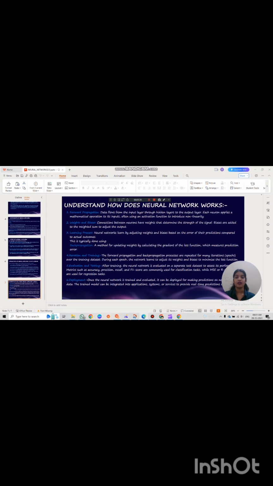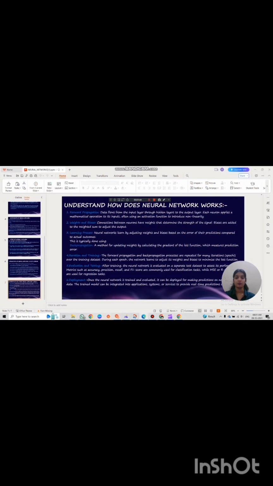Number 5. Evaluation and testing. After training, the neural network is evaluated on a separate test dataset to assess its performance. Metrics such as accuracy, precision, recall, and F1 score are commonly used for classification tasks while MSE and R squared are used for regression tasks.